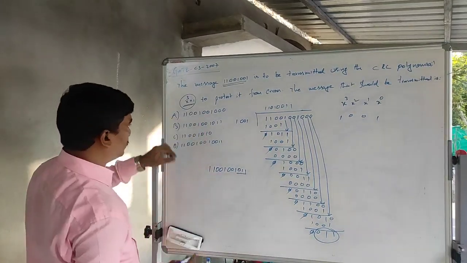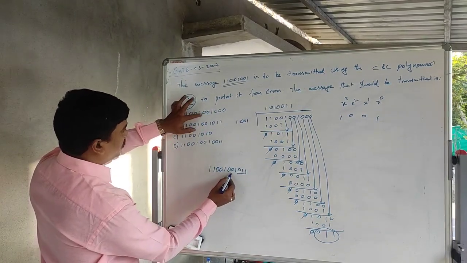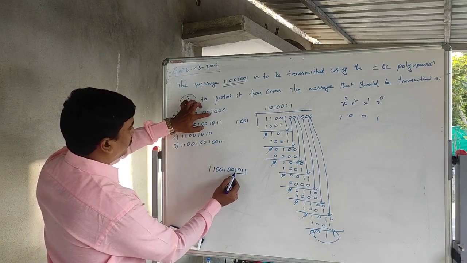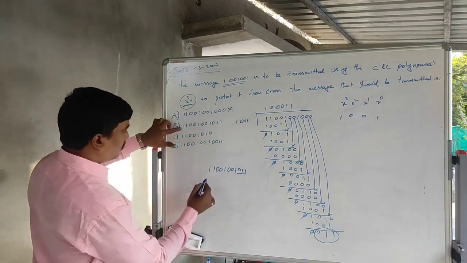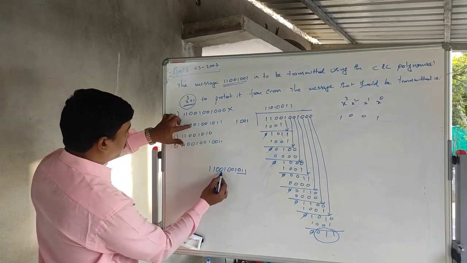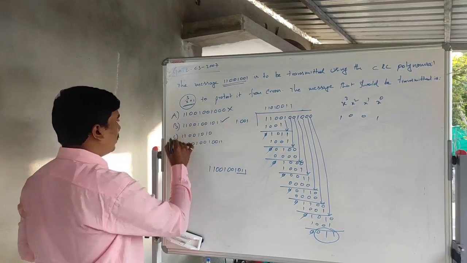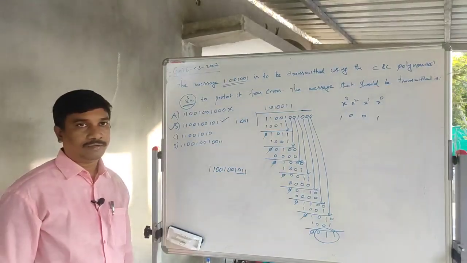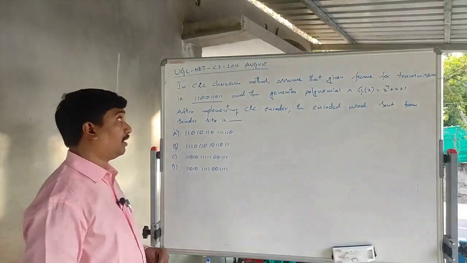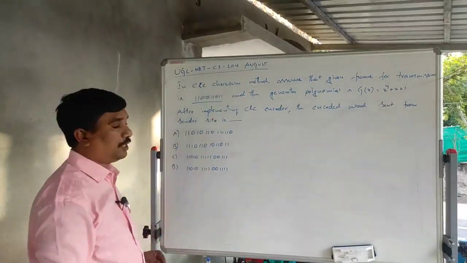Then check for which one is the correct answer. 1100 100 1, so this is not the correct one. And again 1100 100 1011, this is the right answer. B is the right answer for this bit, right? Yeah. Next bit is asked in 2016 UGC-NET.